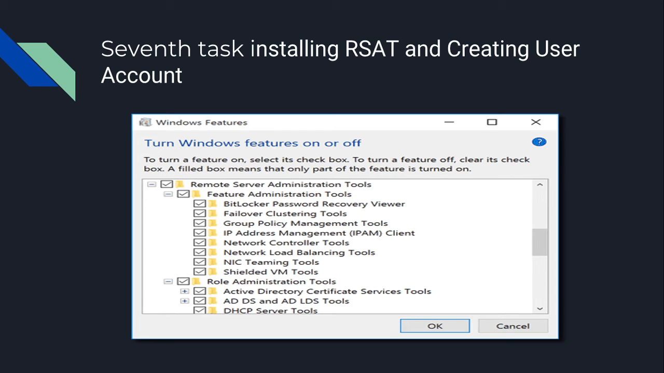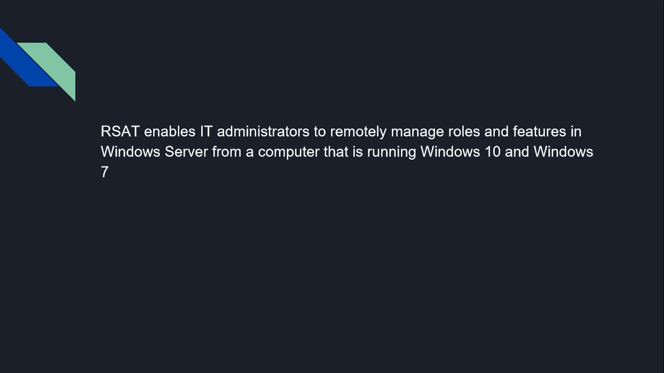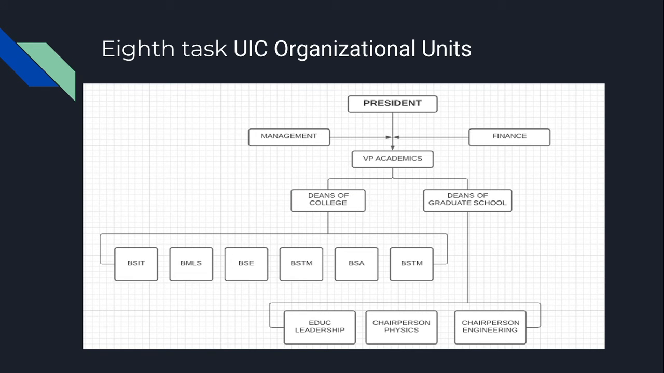The seventh task that we did is installing RSAT and creating user accounts. RSAT enables IT administrators to remotely manage roles and features in Windows Server from a computer that is running Windows 10 and Windows 7. So the eighth task that we did is OU or organizational units.